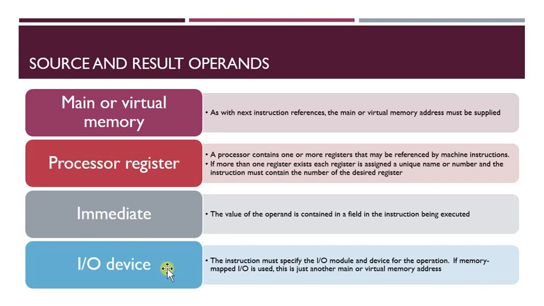The next category is the input-output device. The instruction must specify the input-output module and device for the operation. If memory-mapped input-output is used, this is just another main or virtual memory address. So if the machine instruction needs to obtain operands from the input-output device, this device must be specified inside the machine instruction.